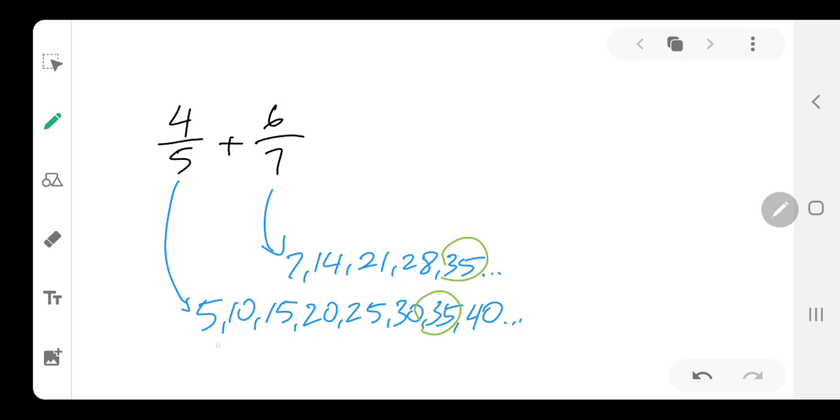Remember, what factor do I multiply 5 by to get 35? Well, I got to multiply times 7. And what factor do I multiply 7 by to get 35? I multiply that times 5. And those are going to be the factors that we're going to use to transform these fractions into fractions that have a denominator of 35. Okay? So let's do that.